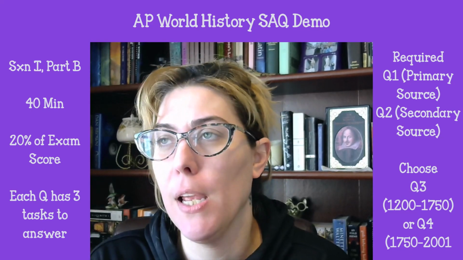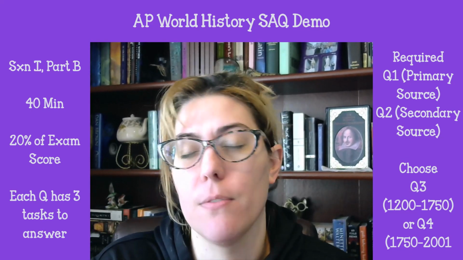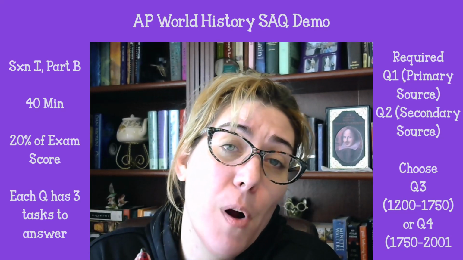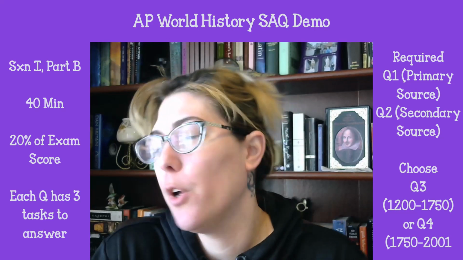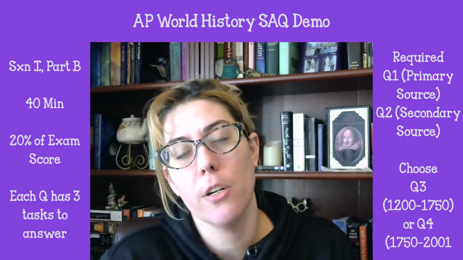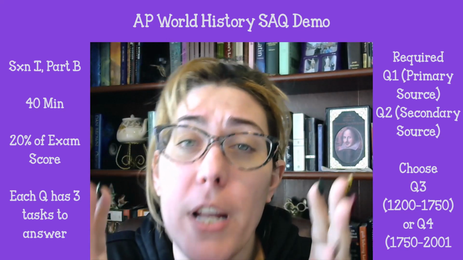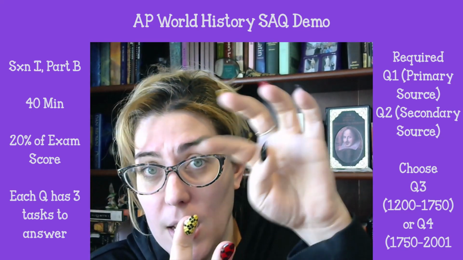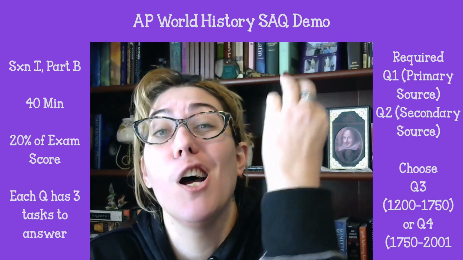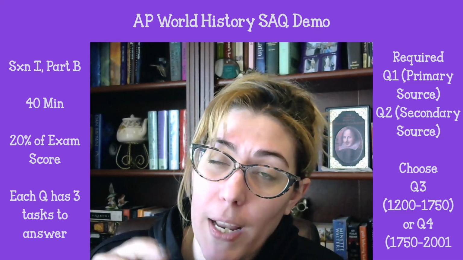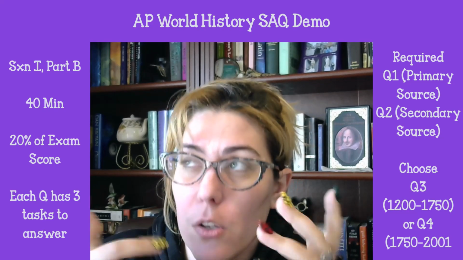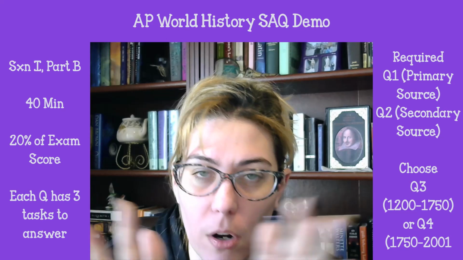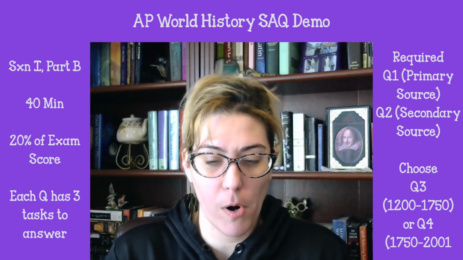Let's break down the SAQ, or short answer questions. This is part B of part 1, or part 2 of part A. It's the second part of the first part that you're going to do. First you're going to do your sim-based multiple choice, and then your SAQ. You get 40 minutes to answer 3 questions, and each question has 3 tasks. So you are actually answering 3, 6, 9 total questions or prompts. They're tasks, all right? But the overall question includes 3 parts.